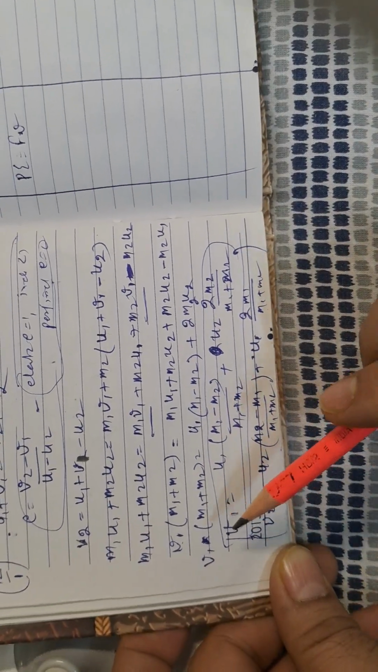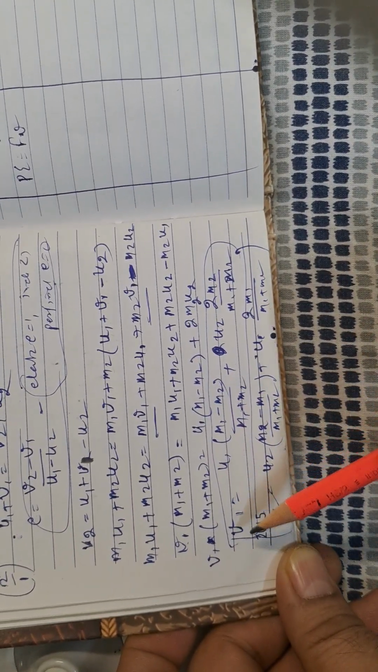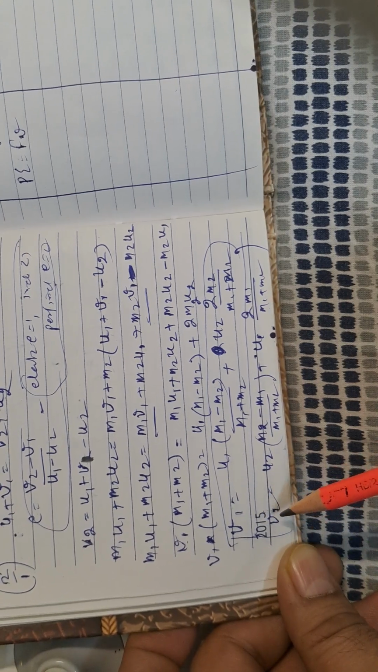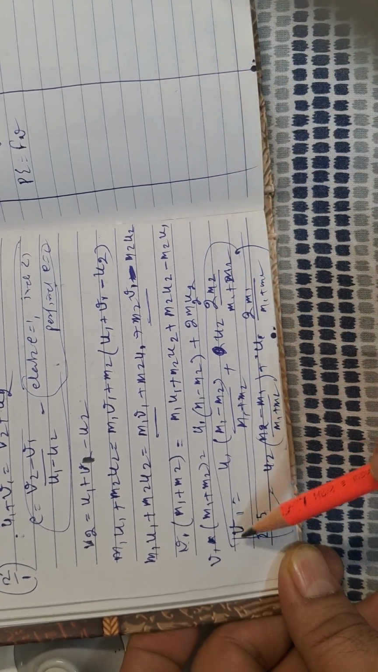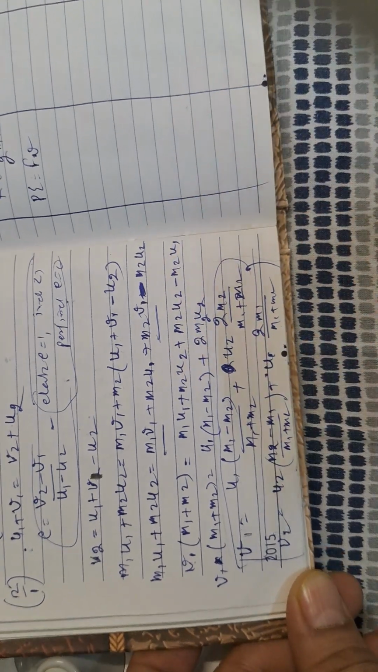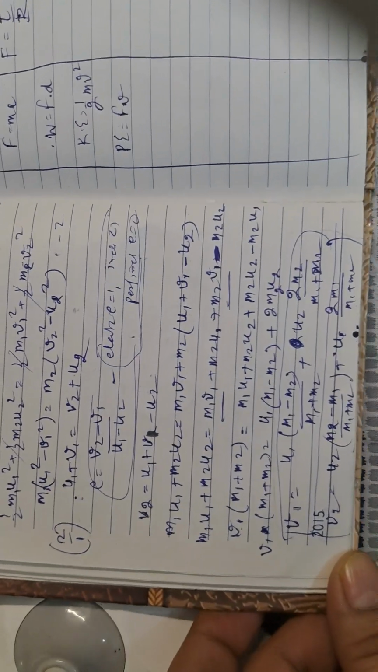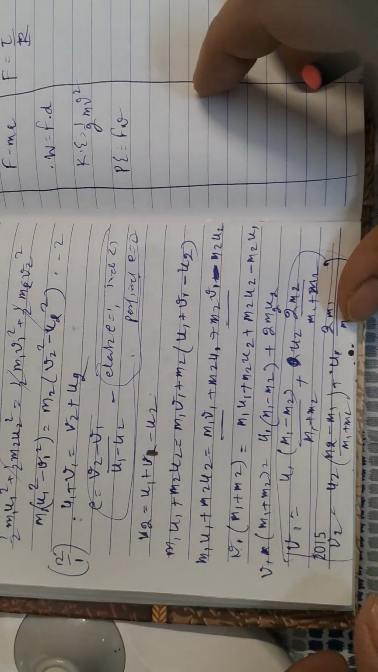So this is the important equation and derivation: the final velocity after collision of the first object and the final velocity of the second object after collision. This is the important derivation. You can easily see.